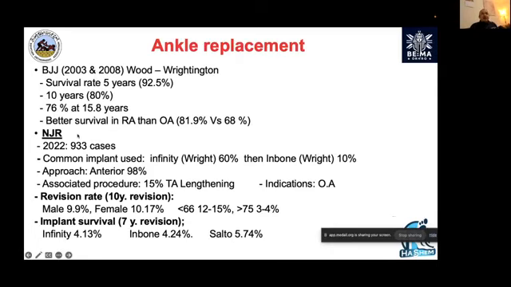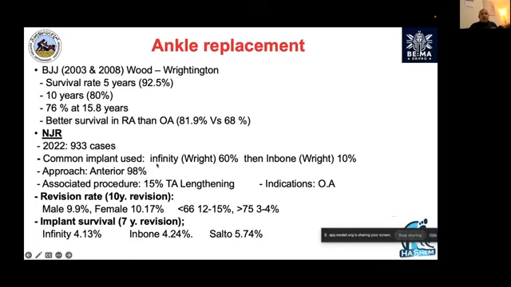And they found that the survival of the ankle replacement implant is better in rheumatoid than osteoarthritis, 82% compared to 68%. If you have a look at the NJR in 2022, we have done 933 cases all over the UK. The commonest implant used was Infinity, about 60%, and Inbone, about 10%.